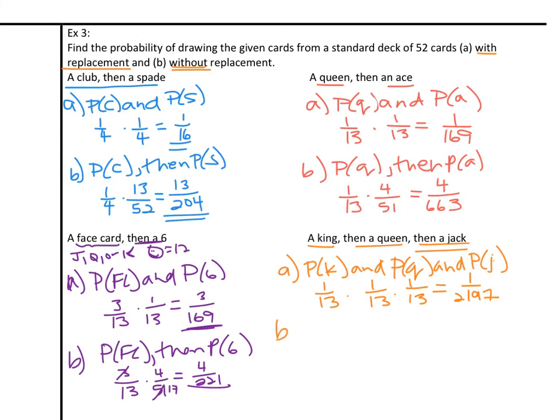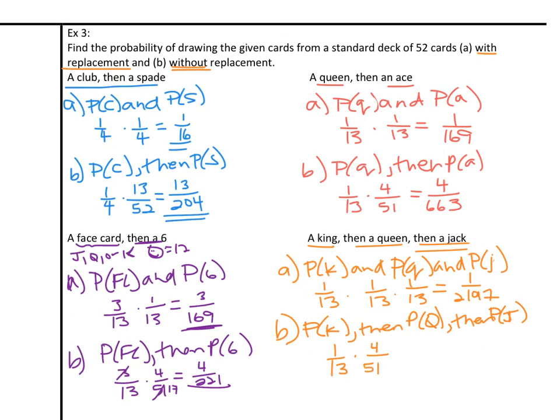Finally, watch what happens if we get our king first. We don't put it back, but then we try to select again and get a queen. We don't put that one back, and then we select our jack. I keep putting the P before, there we go, the probability of getting a jack. Our first scenario stays as is. 4 kings out of 52 would be 1/13th times, but now the queens will differ slightly. There are only 4 of them out of 51.